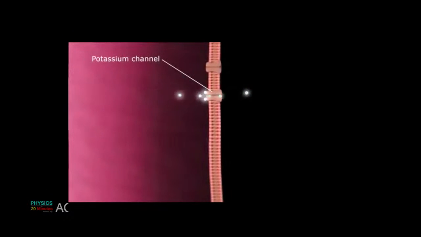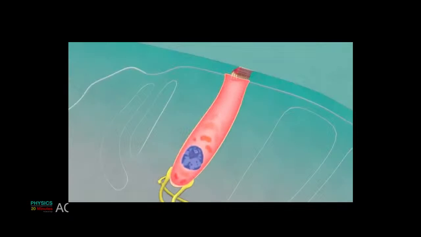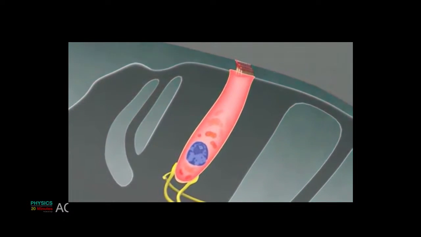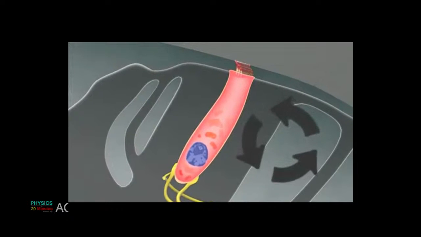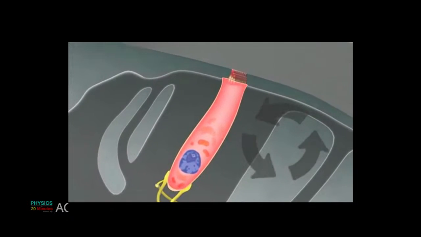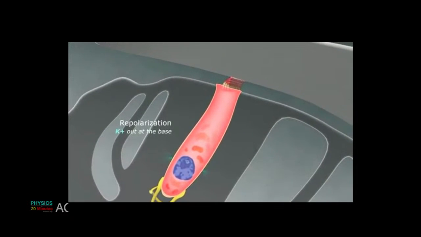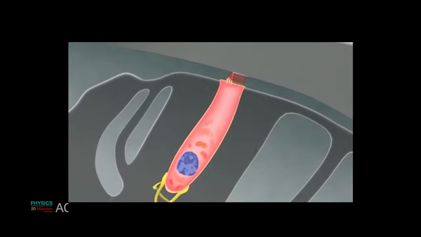Because the relative voltage and potassium levels are low at the base of the hair cell, potassium flows out of the cell. This establishes that potassium flow through the cell is used for both depolarization, potassium in at the apex, and repolarization, potassium out at the base of the hair cell.